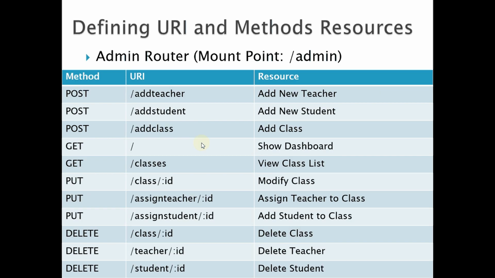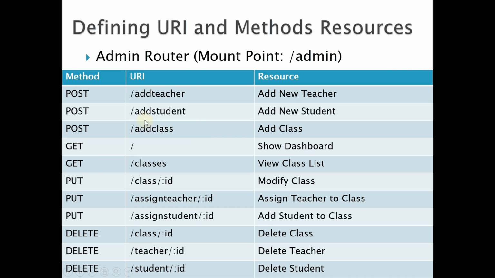Then the admin router. If we want to add a new teacher, it will be a post request with the teacher's parameters, the teacher's details. So he will call /addteacher. The mount point for the admin router will be /admin. Against /admin, this router will be mounted, like localhost:3000/admin/addteacher. It will receive the parameters from our end application to add the teacher into our system.